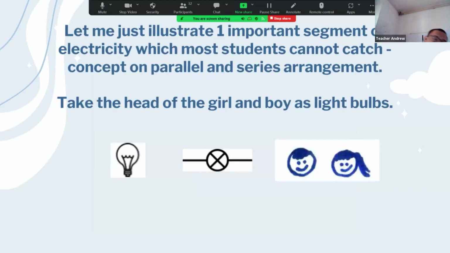Let me just illustrate one important segment of electricity that most students cannot catch on, the concept of parallel and series arrangement. Let's take an example of a girl and a boy as a light bulb. All right.